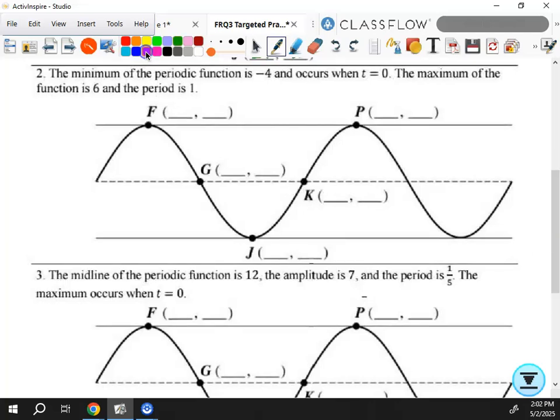So this says the minimum of the periodic function is -4, and it occurs when t equals 0. Maximum of the function is 6, and the period is 1. Okay, so I'm going to give you a quick second, and I want you to write in your output values, just your output values.